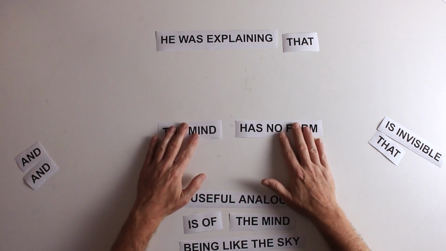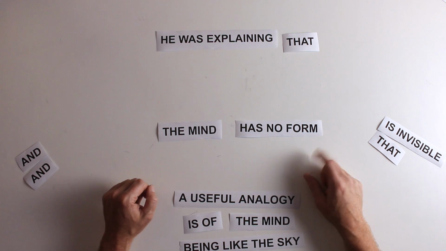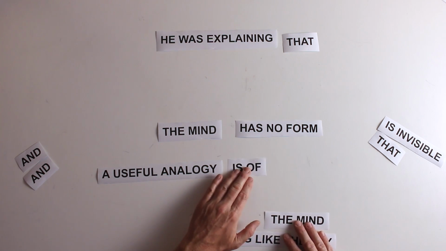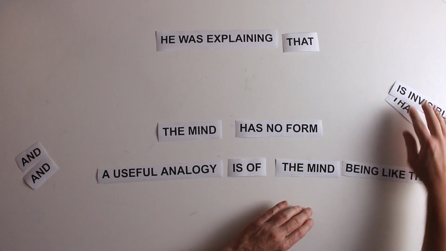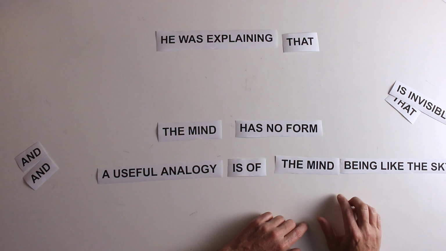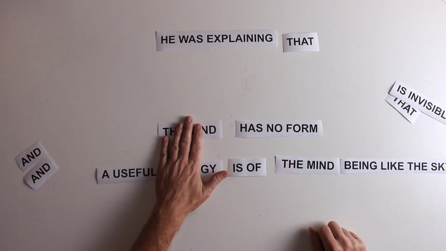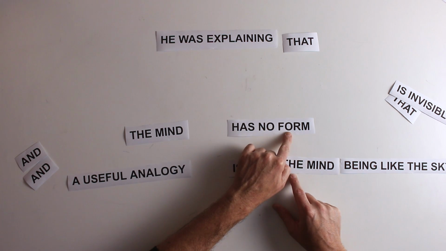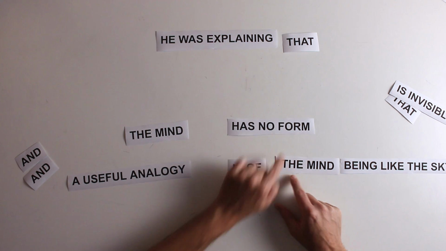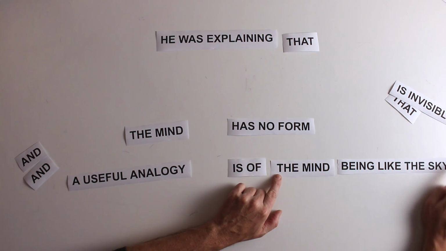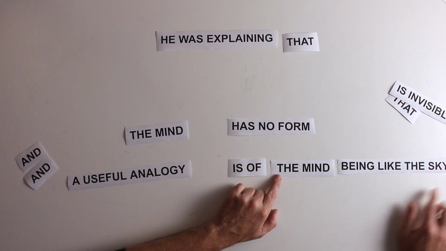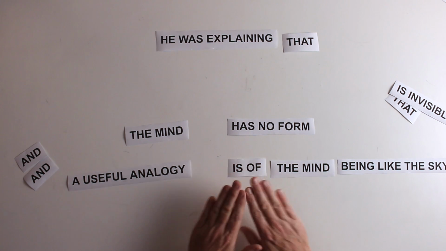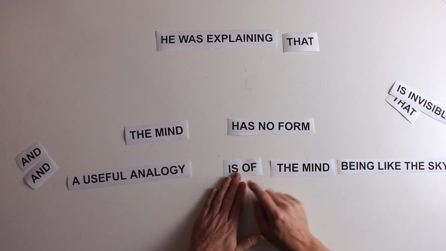Let's just break that out. The mind has no form. We have the same thing. Look. A useful analogy is of being there like the sky. Subject, verb, object, noun, form. So actually all of this, the mind being like the sky, all of this second part of the sentence is the object of this verb, is.